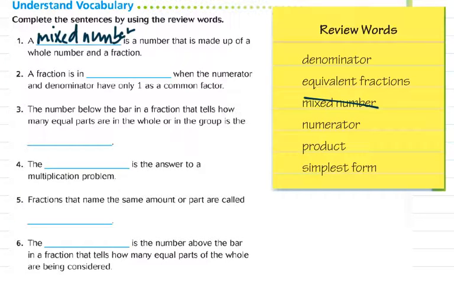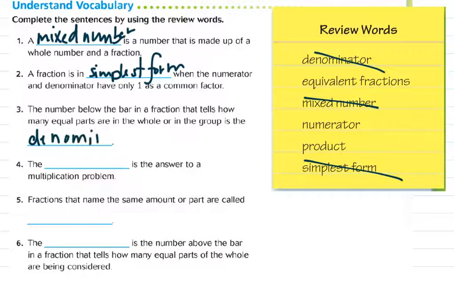Number 2, a fraction is in blank when the numerator and denominator only have 1 as a common factor. That would be simplest form. Number 3, the blank below the bar in the fraction that tells how many equal parts are in the whole or the group is the denominator. Number 4, the blank is the answer to a multiplication problem. That would be a product.